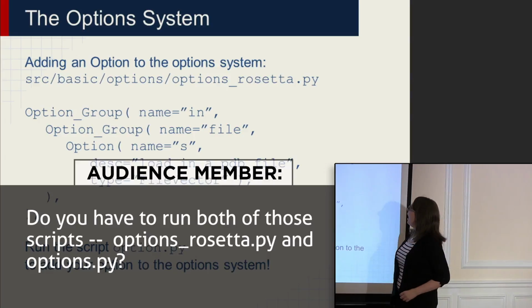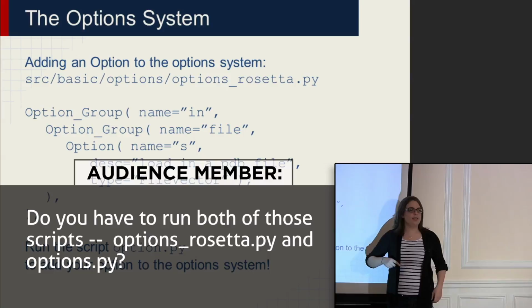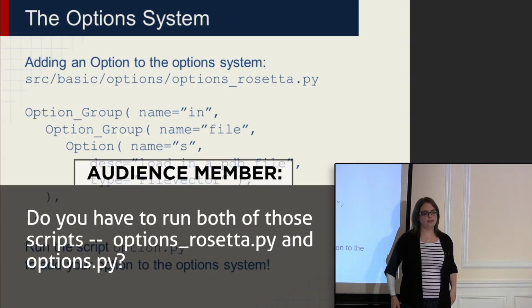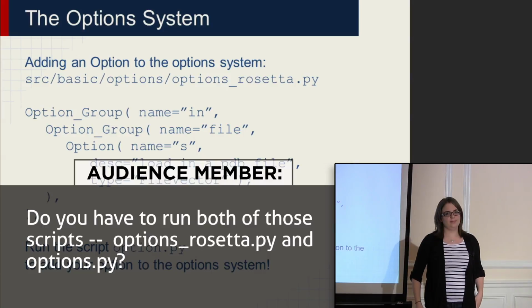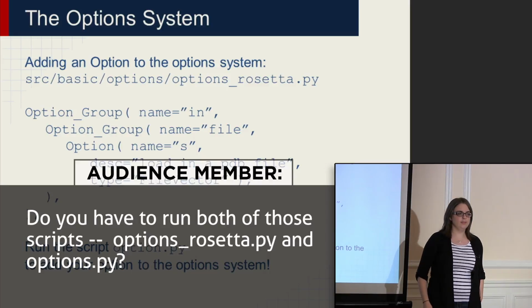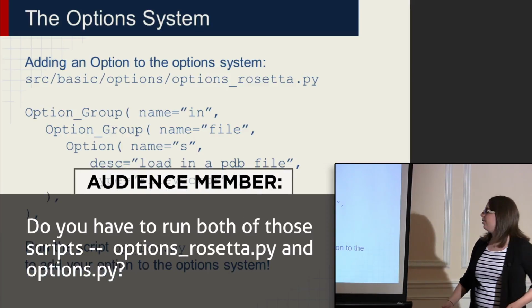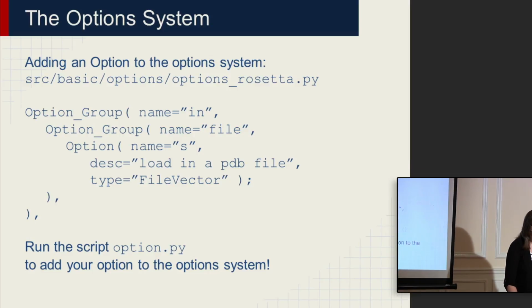So you're adding the option to options rosetta.py. I think if you wanted to add it by yourself, you can run options.py. So options rosetta.py is loaded as a module when options.py runs. And options.py is now run by default when you use Scons, so you won't have to do it manually. So yeah, you definitely don't have to run that anymore. It's something you used to have to do, but I guess it's good to know about.